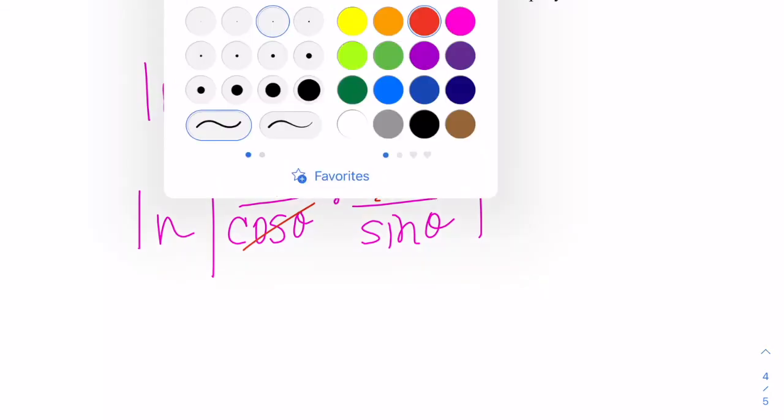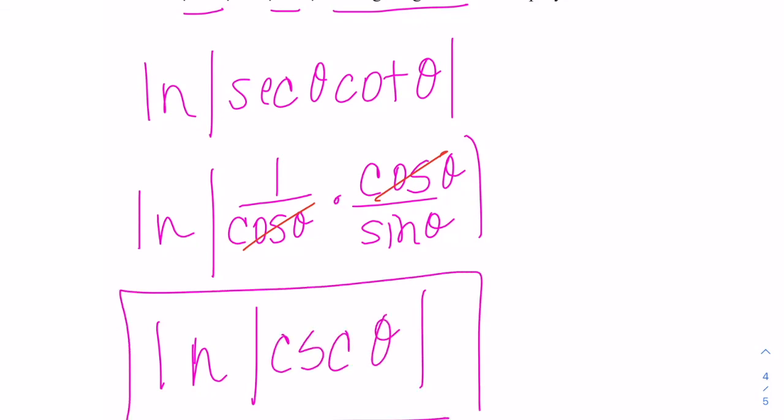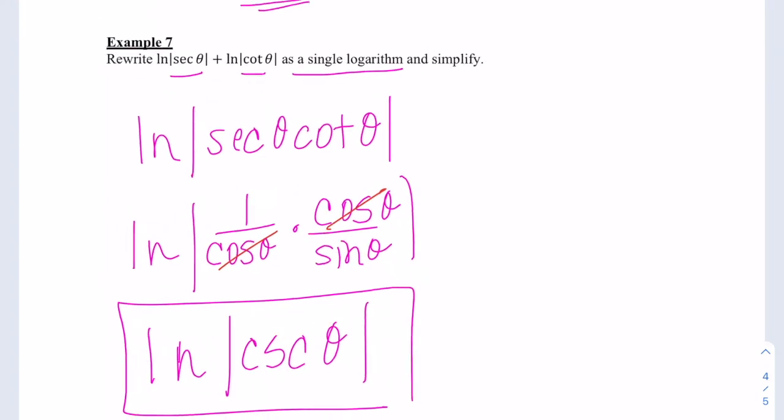So that's just going to be the natural log of cosecant theta. And just notice that we're trying to keep and maintain those absolute values because we cannot have a negative power inside a logarithm.